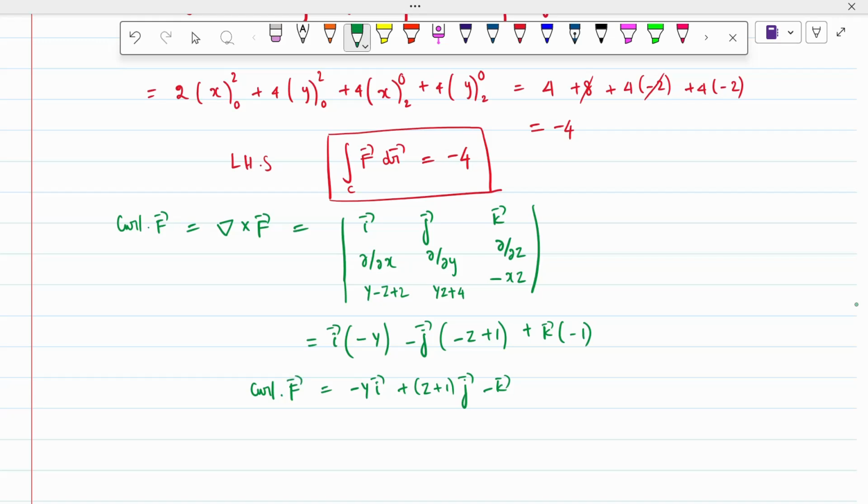Now check your diagram. It's a surface. Double integral means it's a surface.